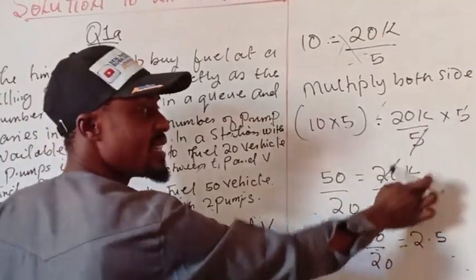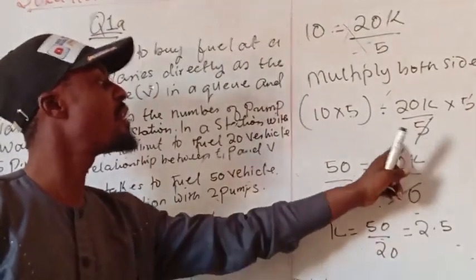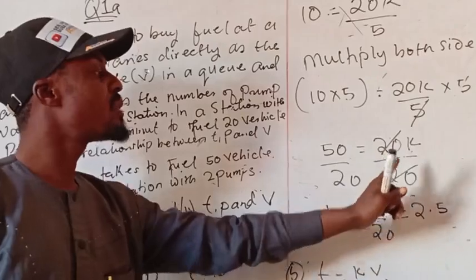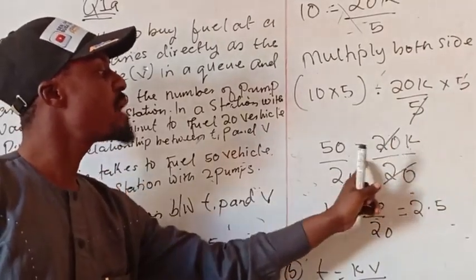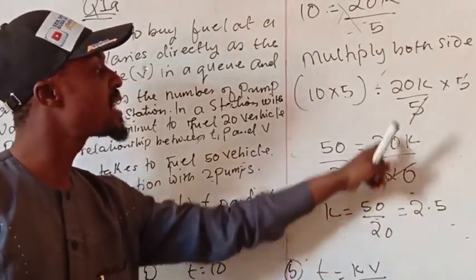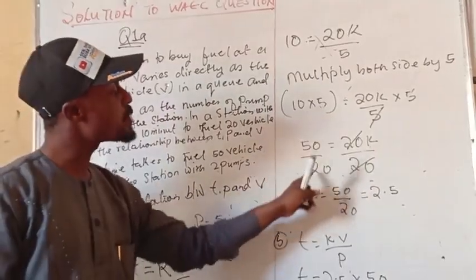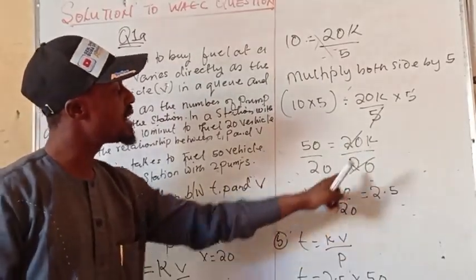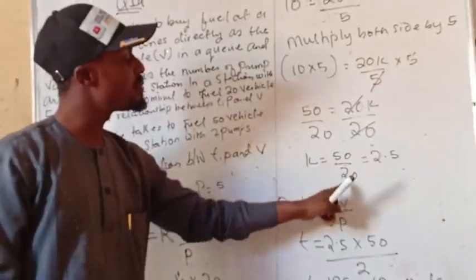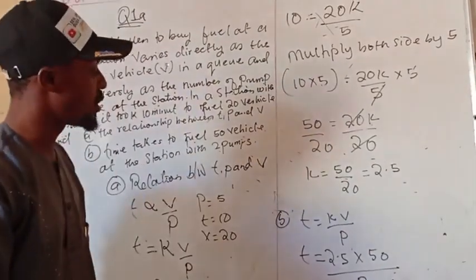Our value of interest is K. That means we don't have interest in 20. The mathematics rule says that you should divide both sides by the coefficient of K, which happens to be 20 here. So that 20 cancels 20, and here we are left with K. Therefore, in the right hand side we are left with 50 divided by 20. Our K will be equal to 50 divided by 20, which is 2.5. You are done with Roman figure A of the question.